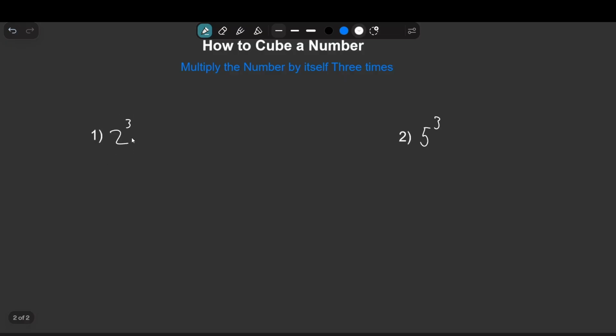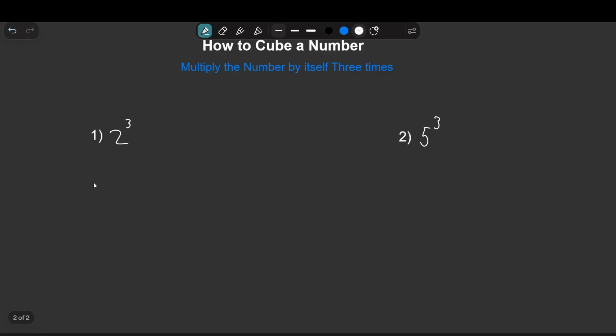So now we know the large number to the left is called the base and the small number to the right is called the exponent. As I told you, this 3 shows us we are cubing and it tells us that we have to multiply the number by itself 3 times. So we multiply 2, which is the base, by itself 3 times.